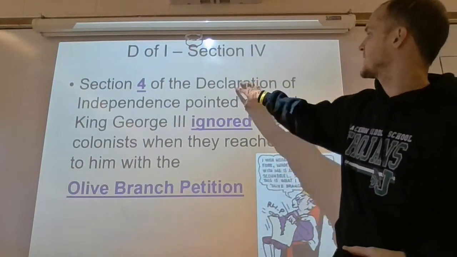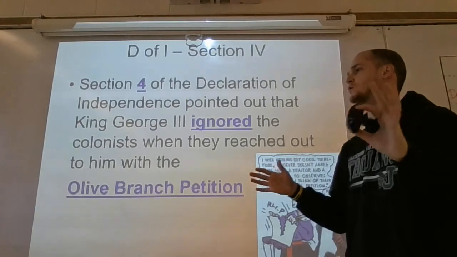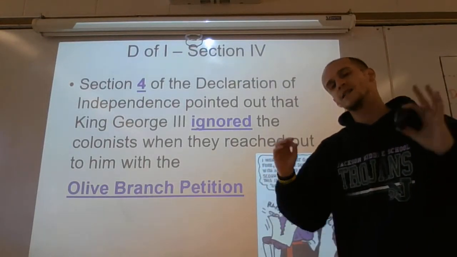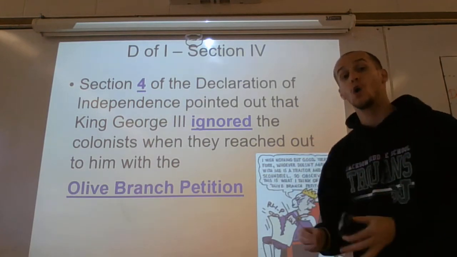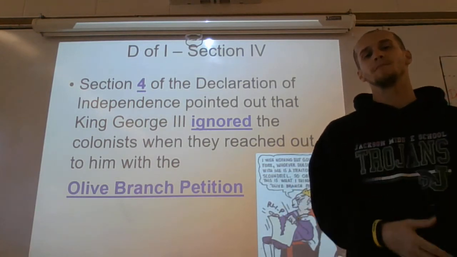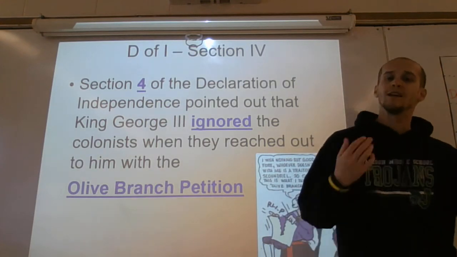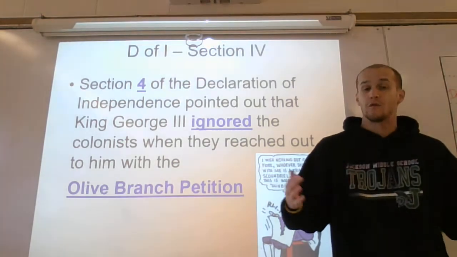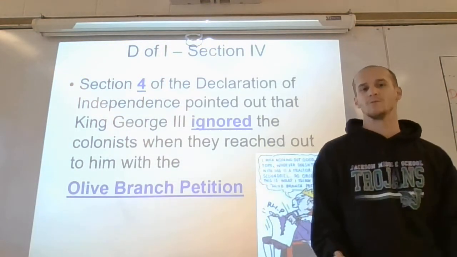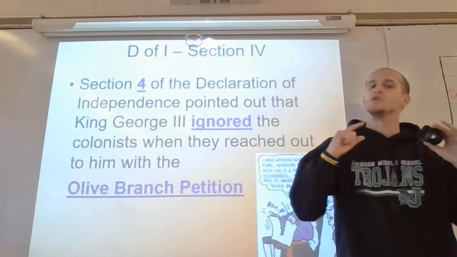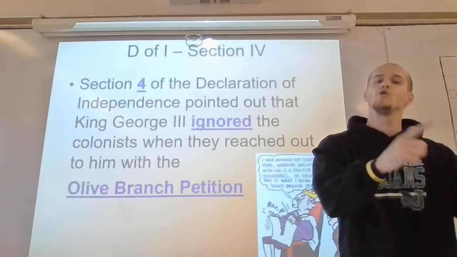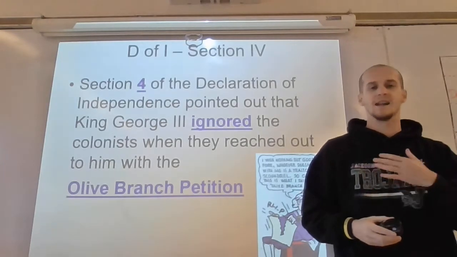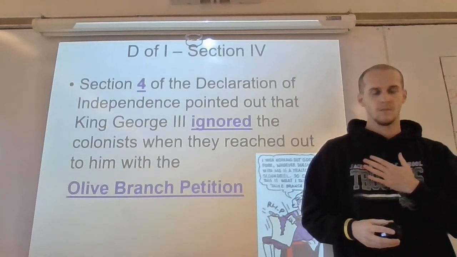Section 4 of the Declaration of Independence points out that King George ignored the colonists. You ignored us. We told you we didn't want to fight. We told you that we were willing to remain under British control. We sent the Olive Branch Petition, with the olive branch being a metaphor for peace. We didn't want to fight. We didn't want to go to war. You ignored it. You didn't listen to what we said. You proved that what we had to say didn't matter and that we were not equal in your eyes.